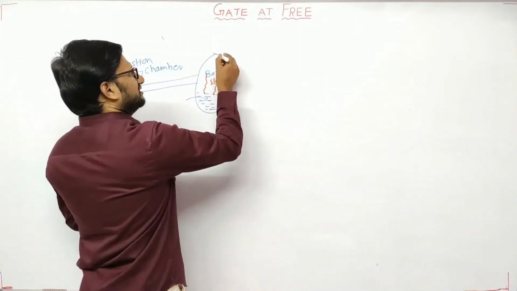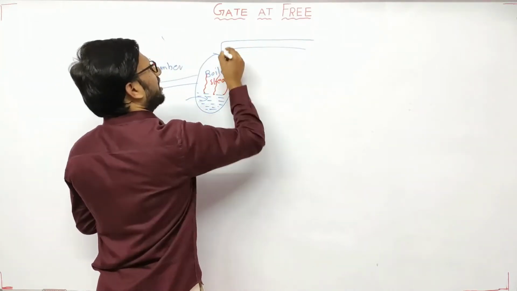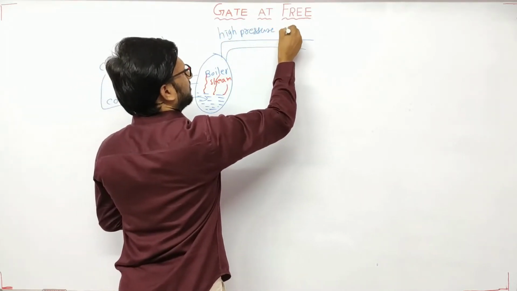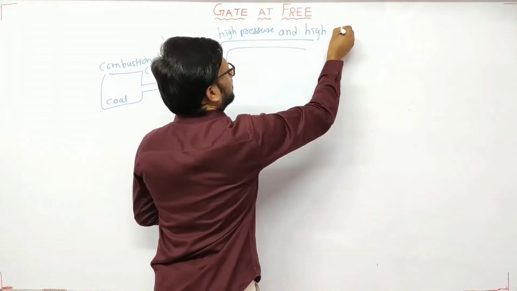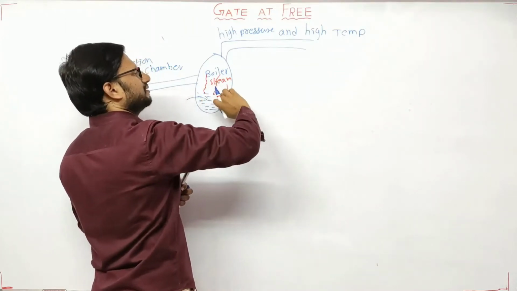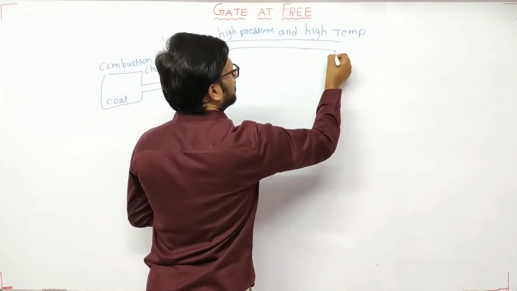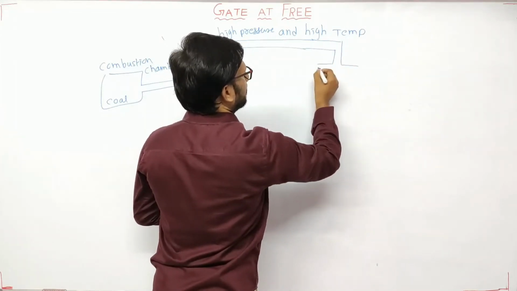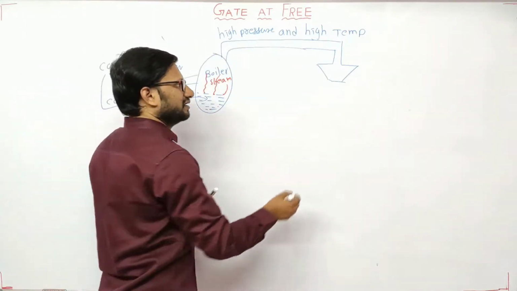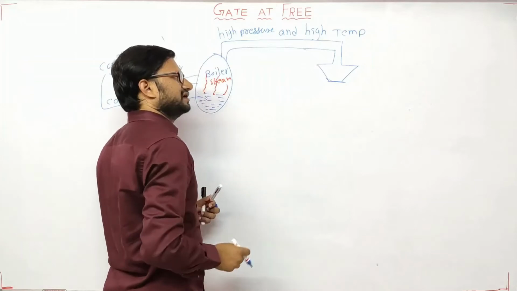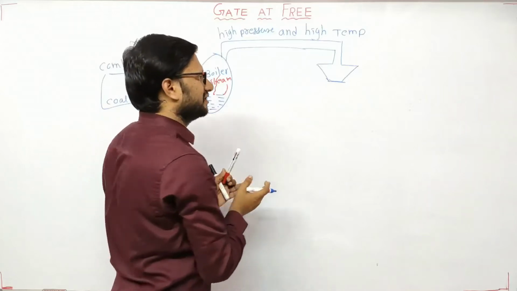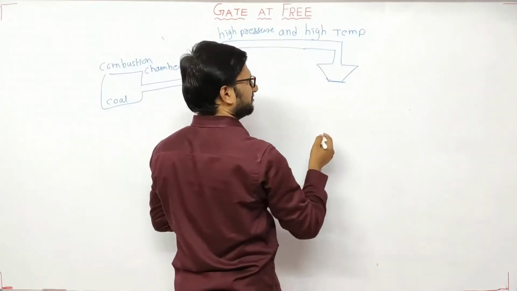Now, the steam having high pressure and high temperature. Now the steam entered into a nozzle. Now what is meant by nozzle? It is a varying cross section of area or simply converging cross section of area.